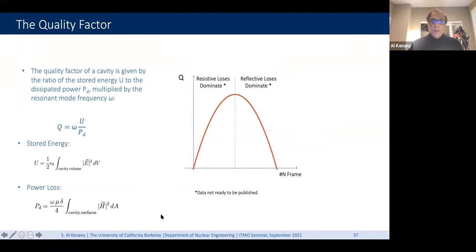There is one thing here that is maybe important to understand. If we increase the number of frames, which means we are adding more and more wires, at low numbers of frames the resistivity losses dominate, but when we increase the number of frames, we are increasing the density but adding more and more wire material, so the reflective losses dominate. It means that at some point there is a maximum for the quality factor, but it's not that when we keep adding, we keep improving the quality factor. This is something that we have to look into.